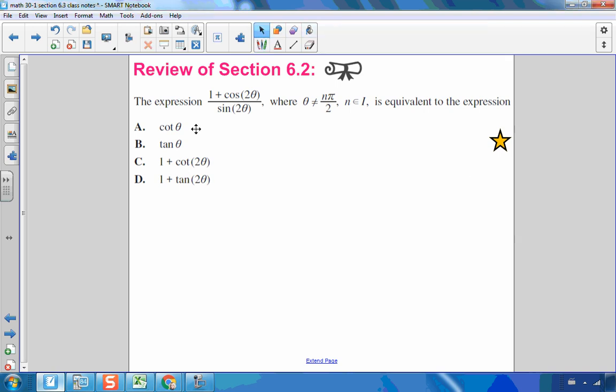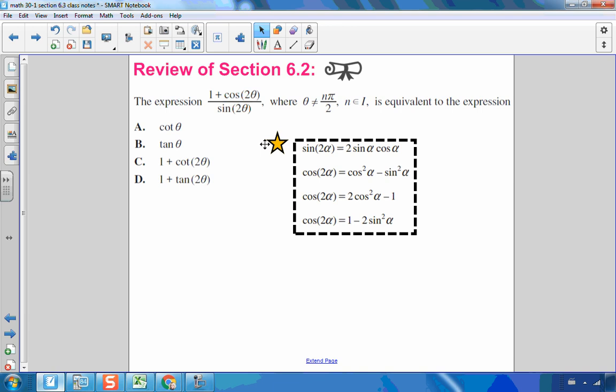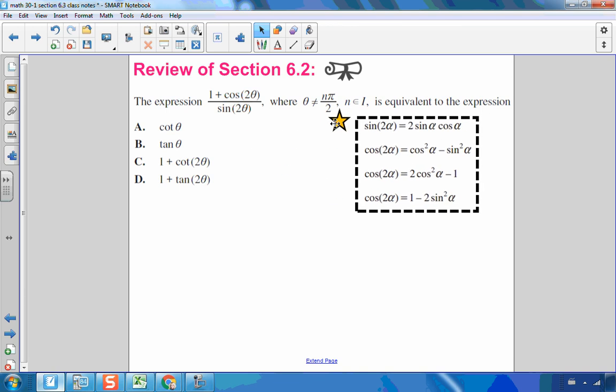I want to do these algebraically. So the expression (1 plus cos 2 theta) over sine 2 theta, where theta can't be multiples of pi over 2 for the restriction, is equivalent to which of the following? So I need some double angle identities there. Again, if I were doing this, I would do it on my calculator. It's faster, but just as a review, I'm going to do it algebraically.